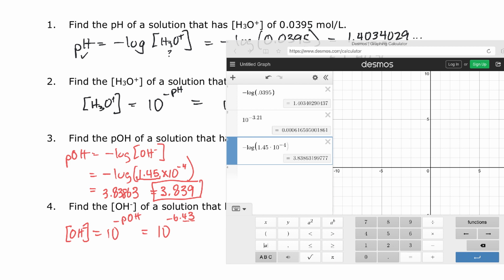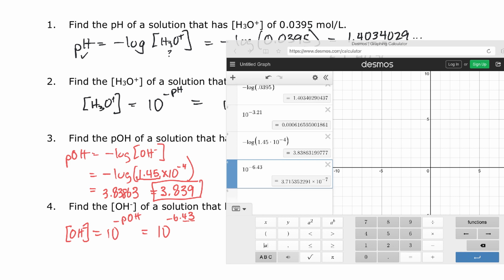Okay, let's do it on my calculator. 10 to the negative 6.43. There we go. So it's 3.71535, etc., times 10 to the minus 7. So looking at sig figs, I only can give 2, so it'd be 3.7 times 10 to the minus 7. All right, hopefully that helps you out.